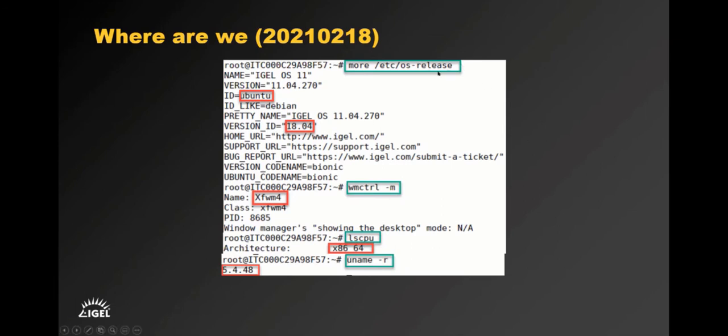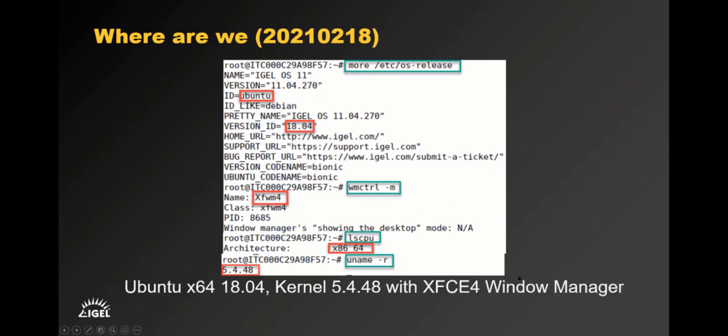So more /etc/os-release gives you a first overview of the OS release we are delivering. So Ubuntu 18.04. With wmctrl -m, you get the window manager we are using. With lscpu, the architecture of our operating system. And with uname -r, the kernel version. And that gives you the operating system you might install to verify the issue.